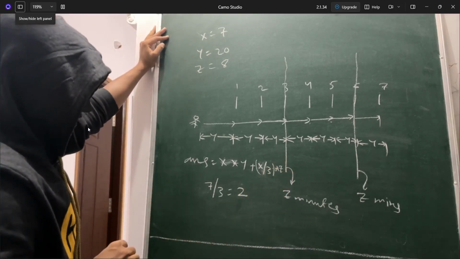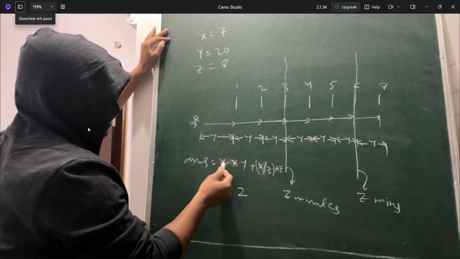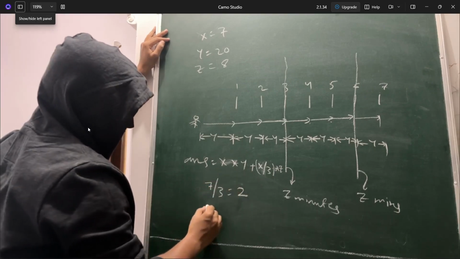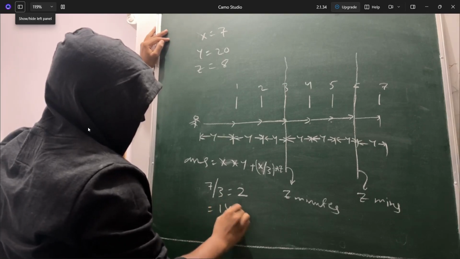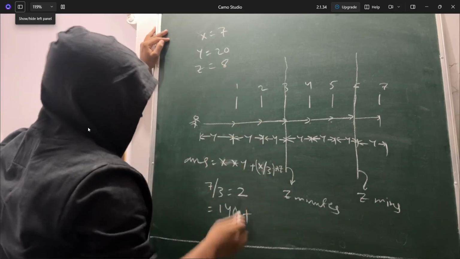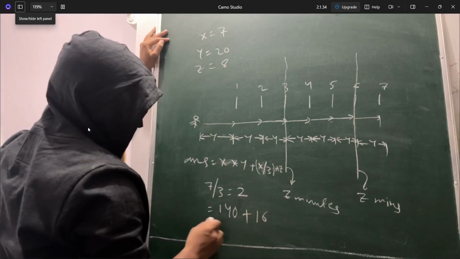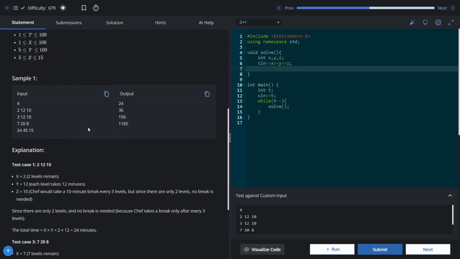Okay, yeah, that's fine. But let's say in this example, for this case, if you try to analyze, our answer will be 7 into 20 is 140 plus x by 3 is 2, 2 into z, z is 8, 2 into 8 is 16, and this is 156. So let's try to see if it is correct or not. Yeah, 156 is correct.